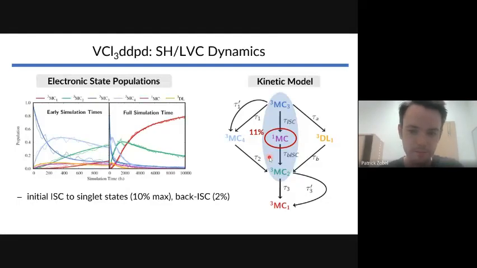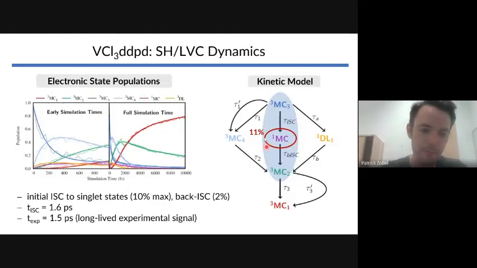And as I said, if we look at our calculated time constant for this intersystem crossing process, it is about 1.6 picoseconds, and also transient absorption experiments show the rise of a long-lived signal with a time constant of 1.56 picoseconds. So this also looks very close. So this seems to be a reasonable description.